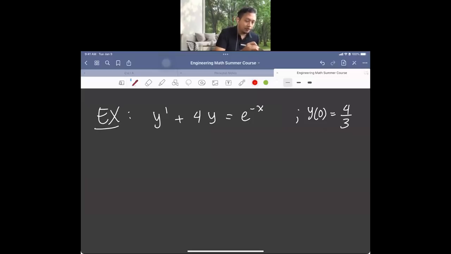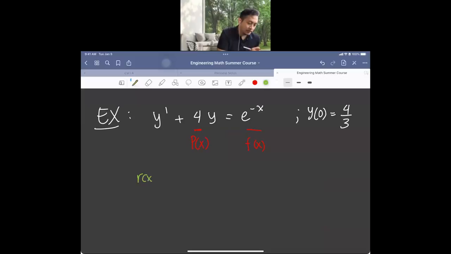Okay, let me just solve this for you. From this equation, we can see that this is P(x) and this is alpha of x. The first thing we need to do whenever we have a differential equation is find out what kind of relations we have. Is it separable? Is it linear? I think this is linear, and then we can use the integrating factor.